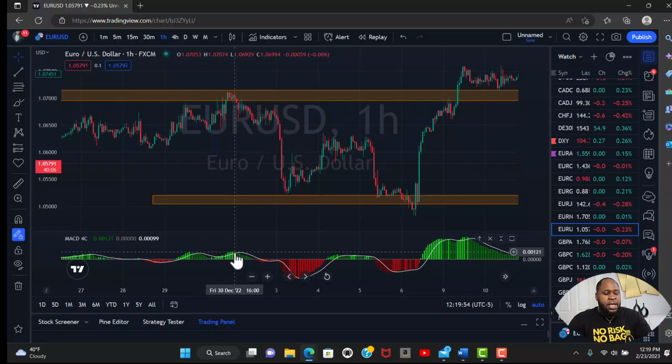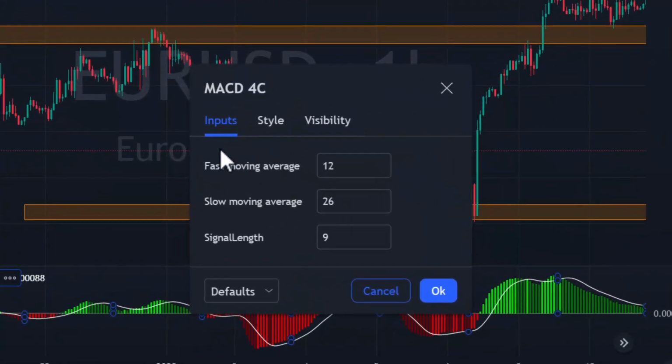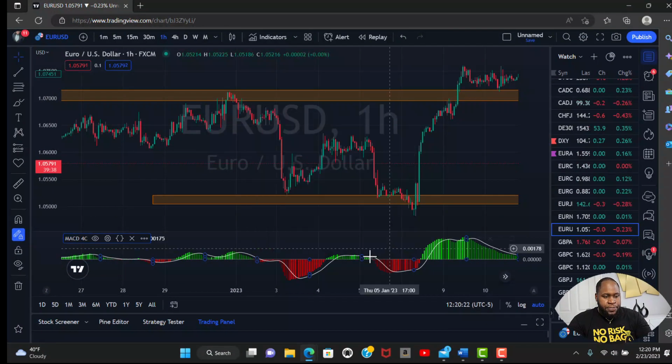Now, in addition to that, let's look at the inputs for our MACD. So I'm going to click on this indicator, and then I'm going to right click just to make sure all of my inputs are set. Once you right click and you go to settings, you should go to the inputs tab and make sure your fast moving average is at 12, your slow moving average is at 26, and your signal length is at 9. Those should be the defaults, and we are all good.